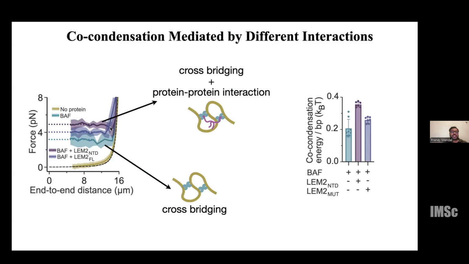Now, in between these two regimes, there exists another regime where we have mutated the IDR, the intrinsically disordered region of the LEM2, so that in that mutant it can just bind to BAF, but it cannot self interact. As a result, the energy is between BAF and LEM2. So in a way, you can measure this energy, and you can find the role of the DNA binding domain, and also differentiate the role of protein-protein interactions from these different kinds of measurements.